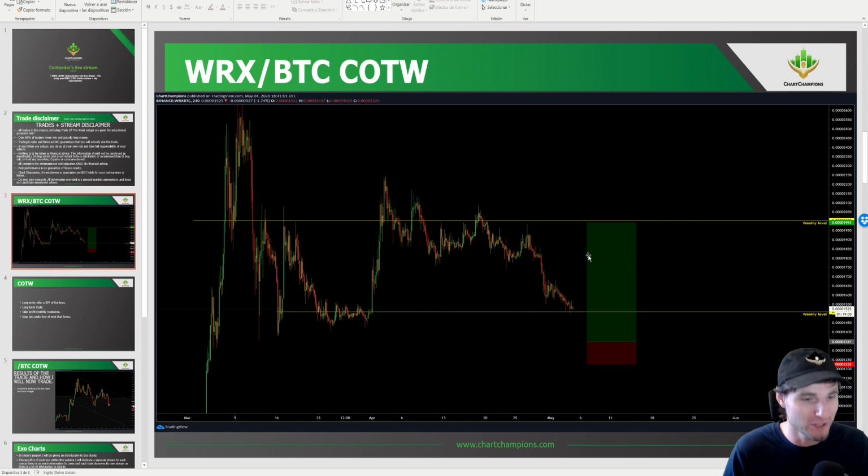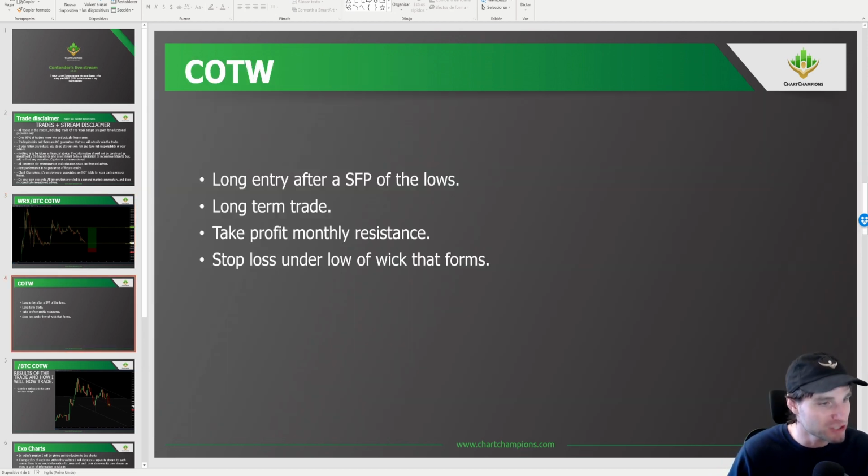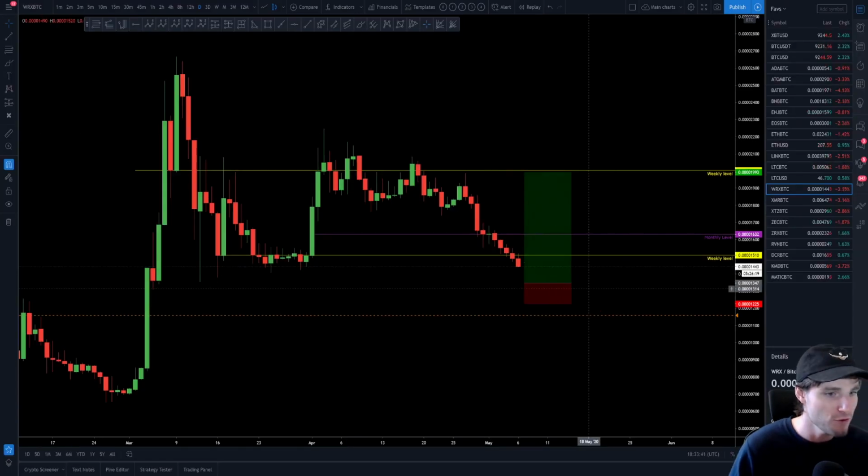This was my WRX, what I'm looking for on WRX. I'll load up the chart now, but basically it's looking for a swing failure pattern of the lows, a reclaim of the level, obviously a long-term trade, take profit at the first monthly, and stop loss under the low of the wick that forms. So if you've seen that briefly, let's go over to this chart.